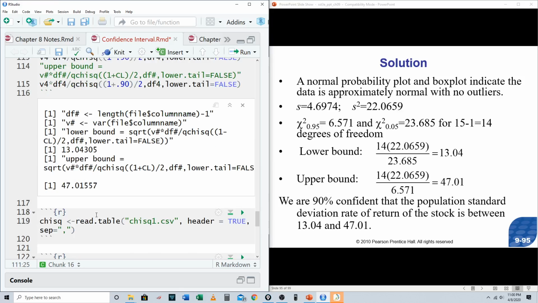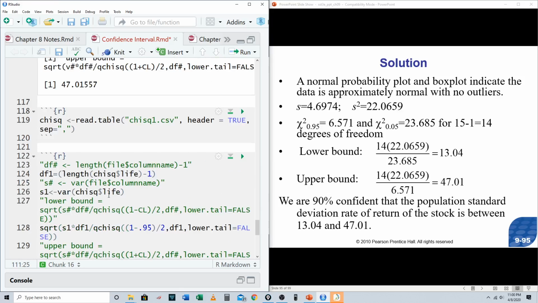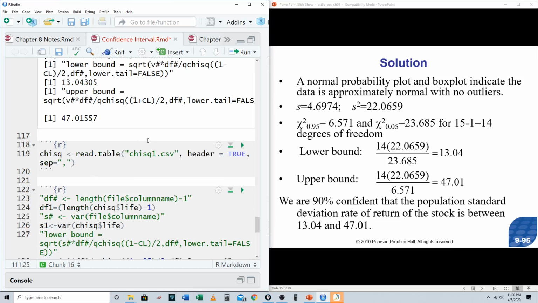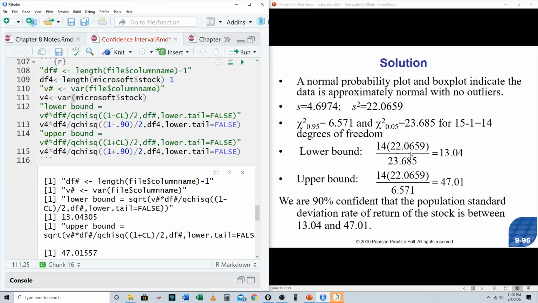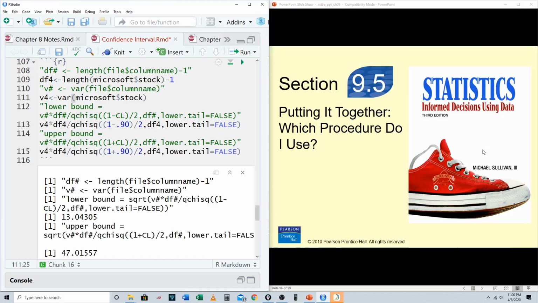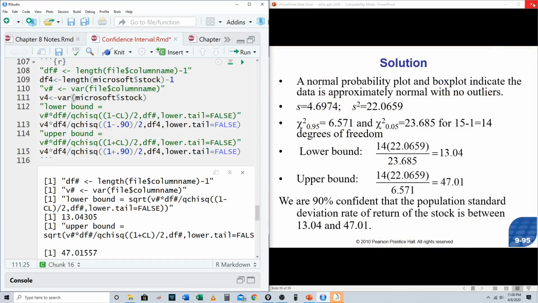That covers all your confidence intervals. All right. So, have questions? Feel free to email me.